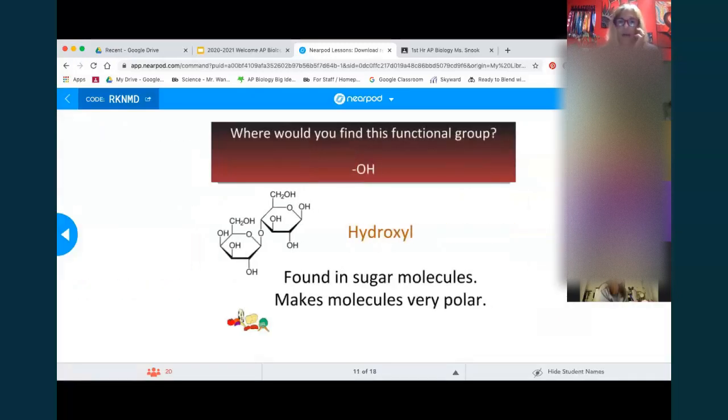So let's keep going. This hydroxyl group, this is the OH that I'm talking about. You can see it hanging off of these structures. We're going to talk about our 4 macromolecules, sugars, where we're going to see this. It makes things very polar because the oxygen is electronegative, so it's attracting the electrons toward the oxygen, which creates polarity in molecules. And we know polar things like water, so it makes them hydrophilic.